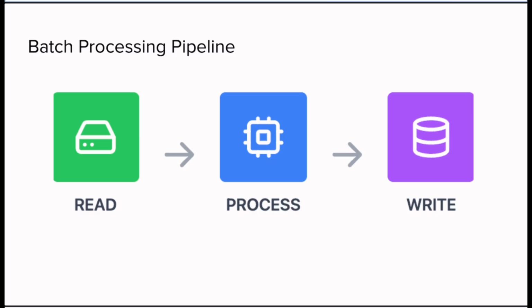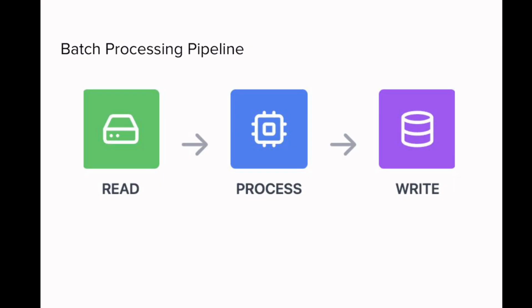Let's get started. So we just talked about how a batch processing pipeline, at a high level, contains 3 steps. The first one is to read data, and then secondly, it processes the data into some desired format, and lastly, it will write the end result.